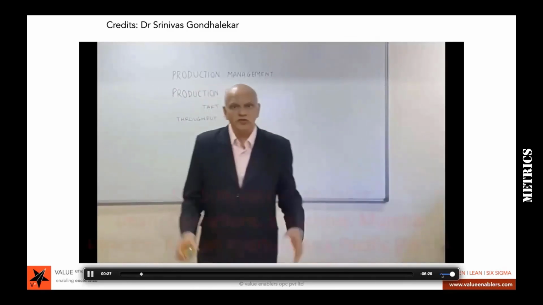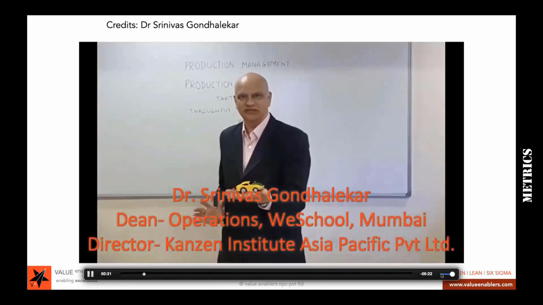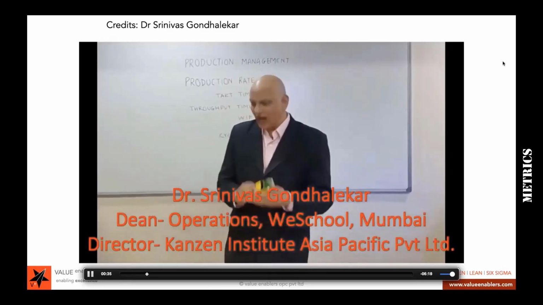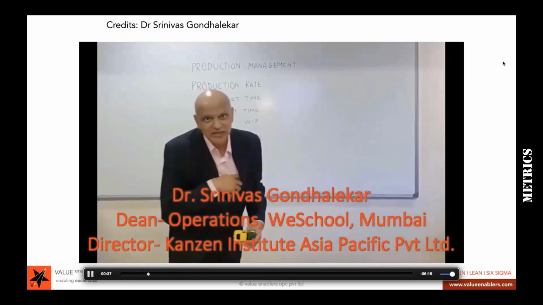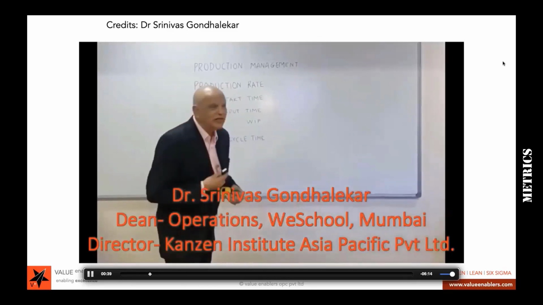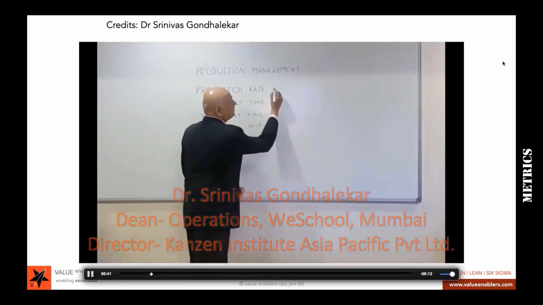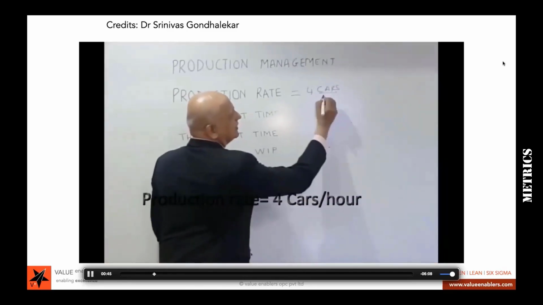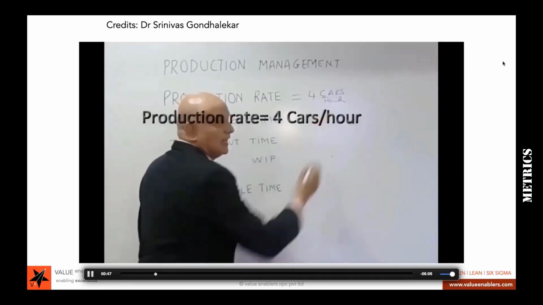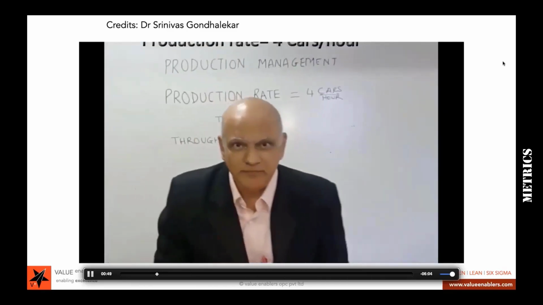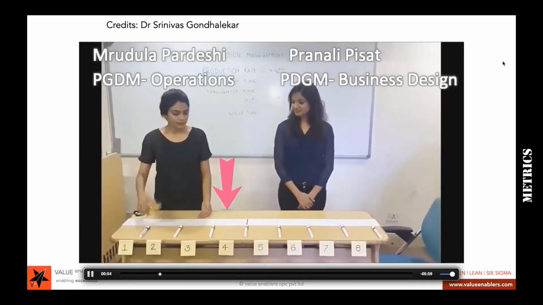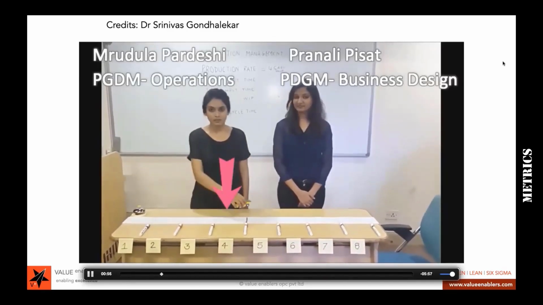Now we have to set up 32 cars per day. I work in an 8-hour shift, which means 4 cars per hour. So our production rate is going to be 4 cars per hour. Right. Now, let us see how to set that up. So this is our conveyor belt. The car would be assembled in various steps on this conveyor belt.